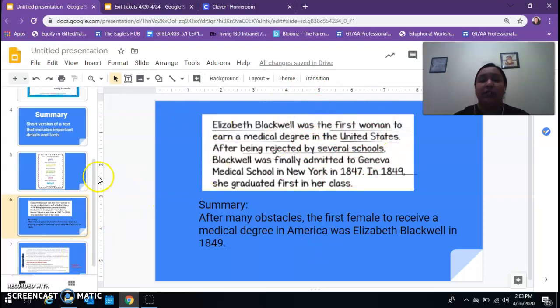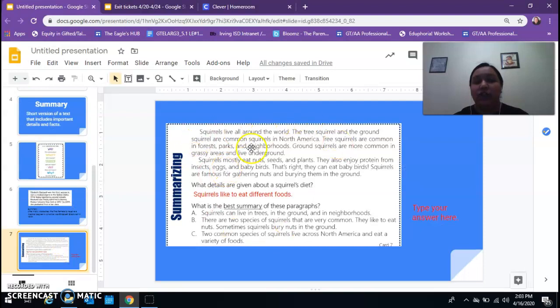So this is where you use your 5 W's. But sometimes you don't even have to look at the 5 W's. Sometimes you would see questions like this, which is what we usually see in STAAR tests.